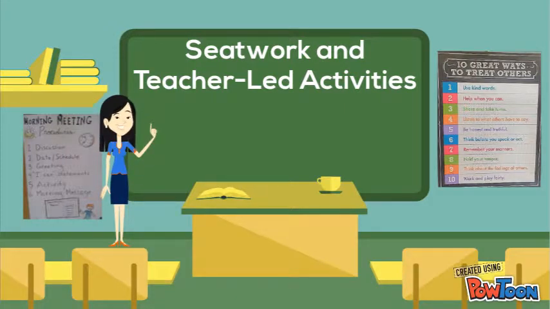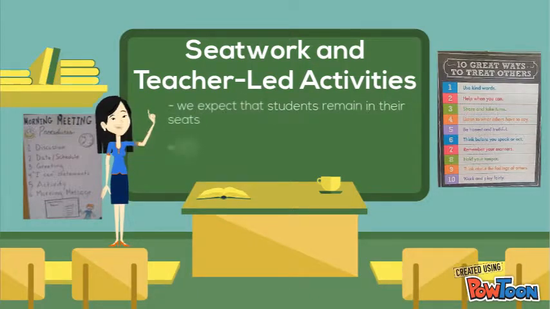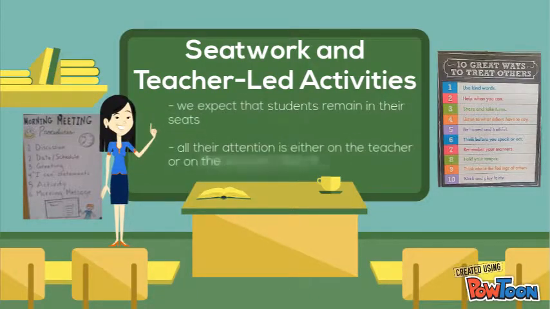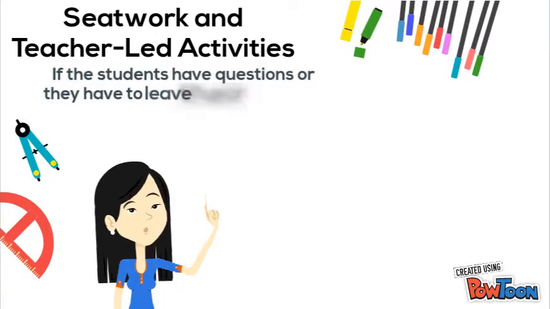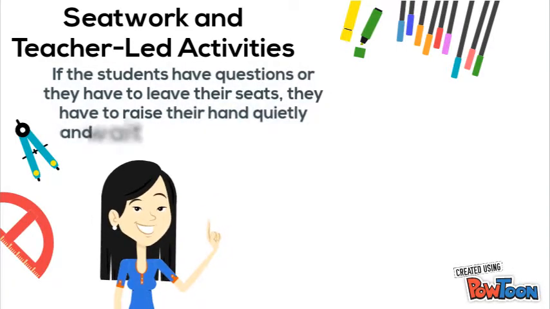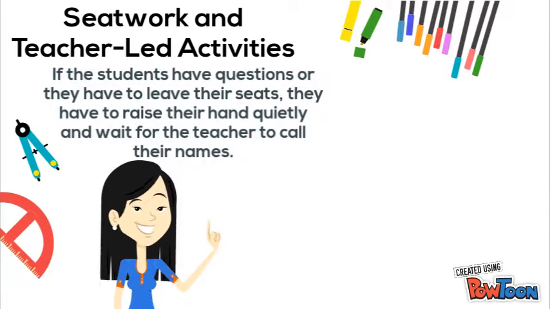Although group work is necessary at the primary level, seat work and teacher-led activities are also an essential part of our classrooms. For these activities, we expect that students remain in their seats and all their attention is either on the teacher or on the independent task at hand. If the students have questions, or if they have to leave their seats, they must raise their hand quietly and wait for the teacher to call their names.